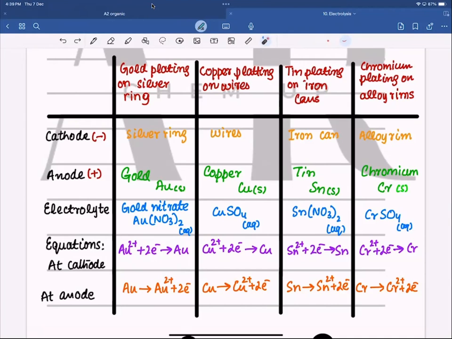Sir, what are alloy rims? Yes, Khatija. Alloy rims are what the rubber tire is placed on in a car. The silver part, the metal part inside the rubber tire, is the alloy rim. Yes, rims.